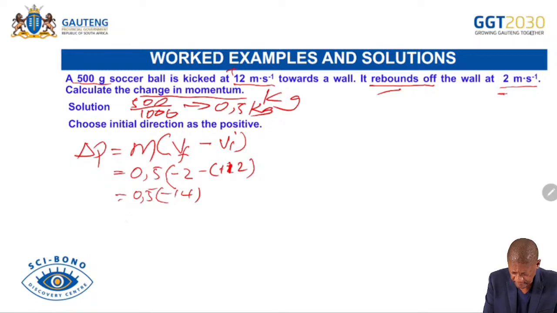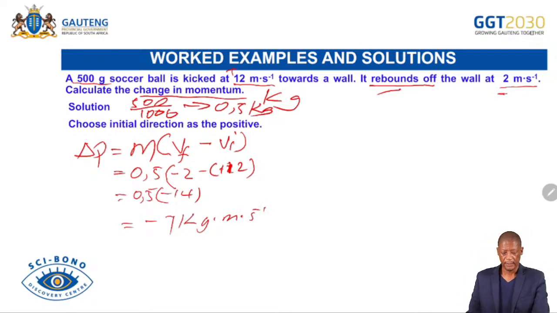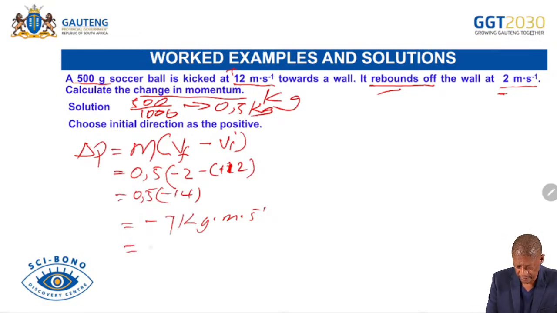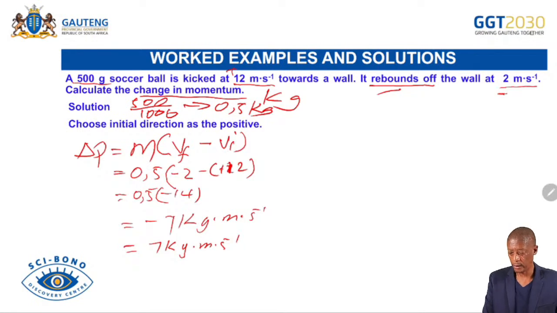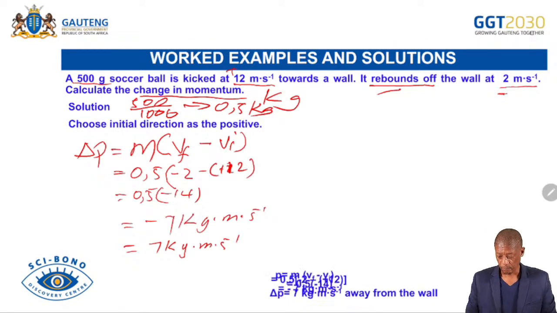It gives you negative 7. What are we calculating? Kilogram meters per second. But the direction, we cannot leave there at minus. We must say 7 kilogram meters per second. Then we give the direction in an opposite direction or away from the wall, because we change this minus, we say it there, away from the wall or in an opposite direction. So that is how we calculate.